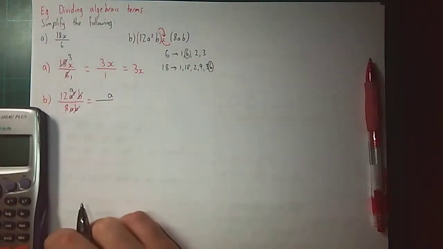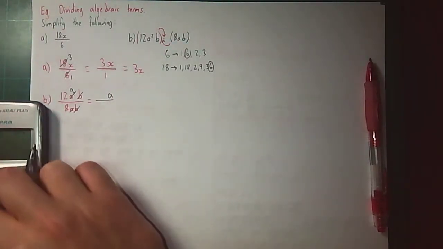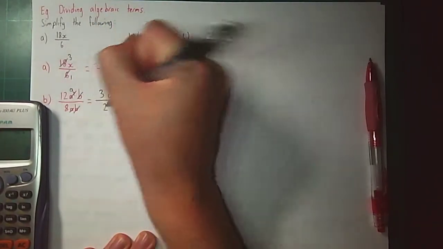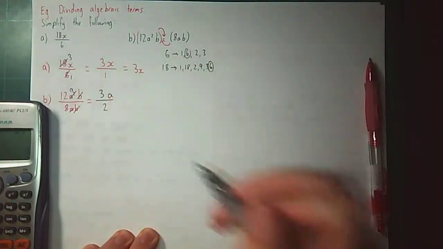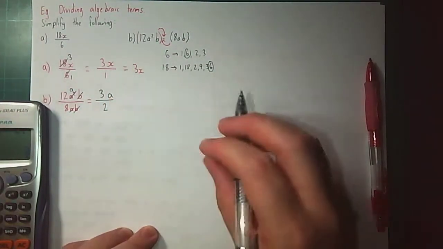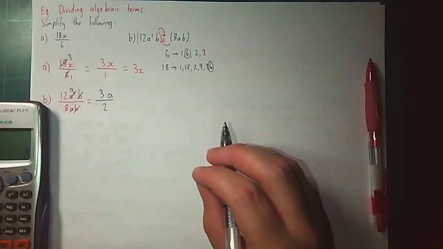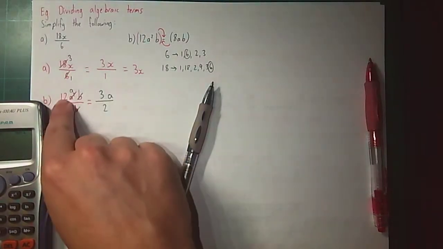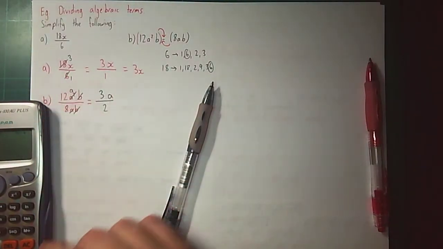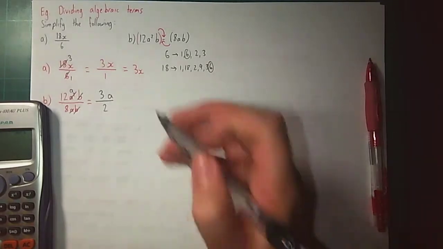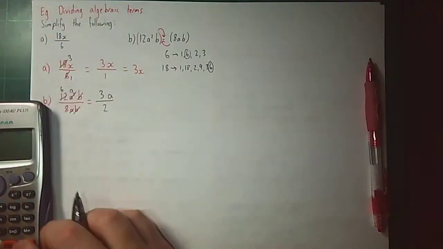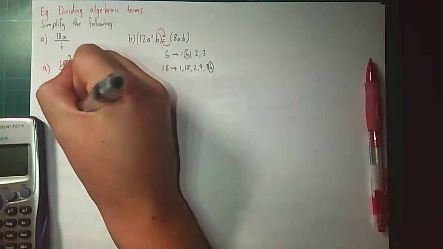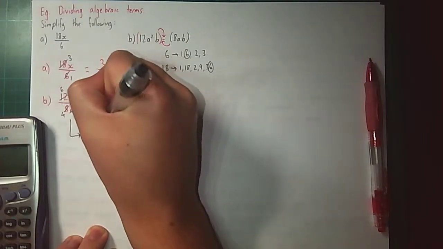What's left is the numbers. We've got 12 over 8, so that's 3 over 2. So I'll write the 3 on the top and 2 on the bottom, so our answer is 3a over 2. Now, once again, you can list the factors of 12 and 8, or you can just try some. For instance, 12 and 8, they're both even, so we could do 12 divided by 2 gives us 6, and 8 divided by 2 gives us 4. So we can rewrite it as 6a over 4.